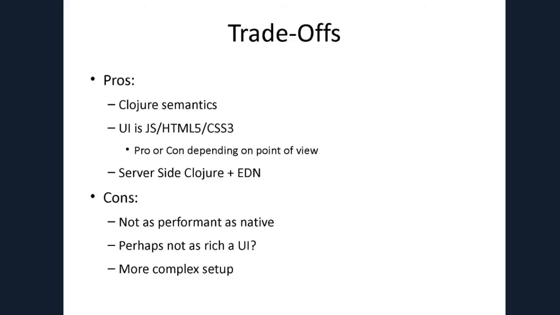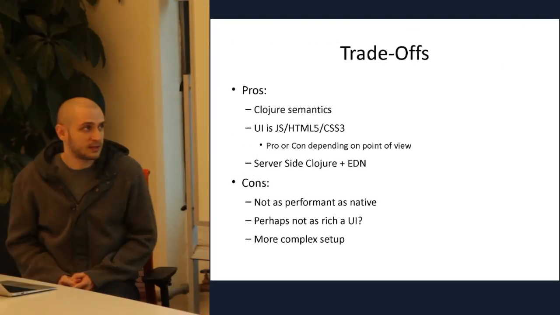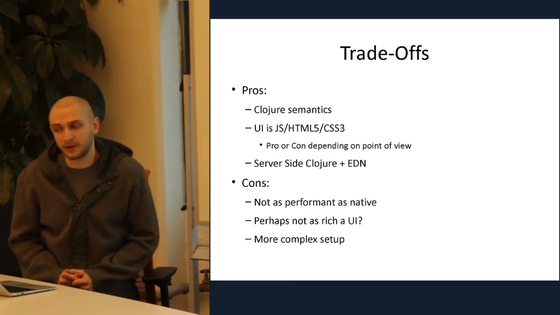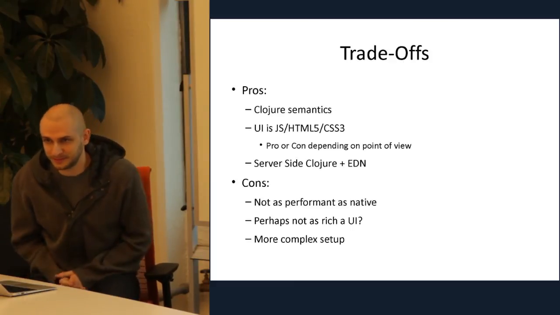And I think a big win could be if you have something on the server side that's talking to your app, to have Clojure and even, you know, doing that. I think that can give you a lot of leverage. The cons might be that it's not as performant, so maybe if you need to squeeze every last ounce out of your app, you might not want to go this route. Maybe your UI cannot be as rich, I don't know, and it's a little bit more complex. That's all I got. Thanks, guys.